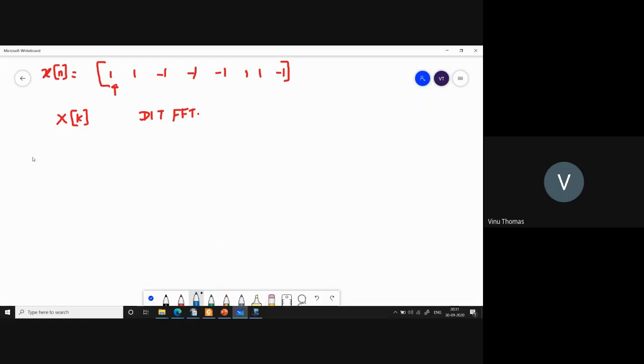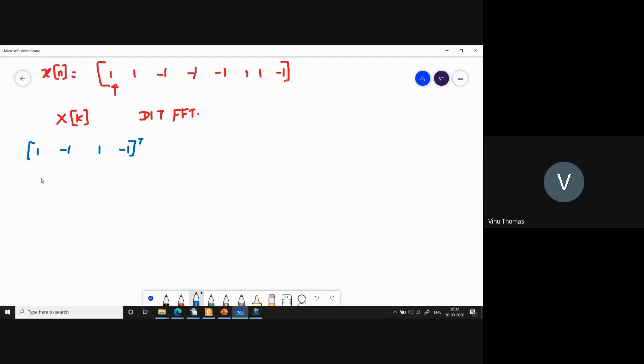So what is the even sequence? Can someone tell me what the even sequence is? 1, minus 1, 1, minus 1, 1, minus 1. So that would be your even sequence. We'll take a transpose of this because you have to write this as a column vector.